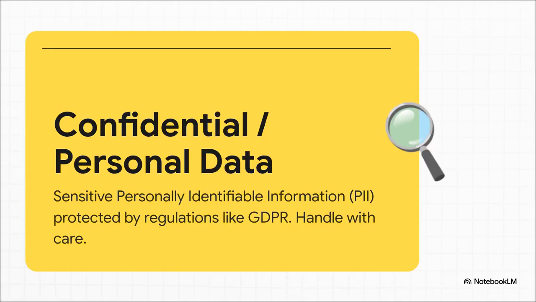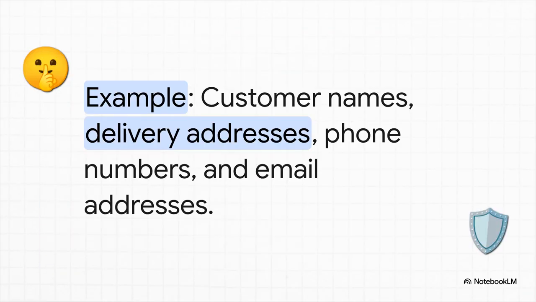Okay, now we're cranking up the heat. With confidential or personal data, the stakes get way, way higher. This is where big-time regulations like GDPR come into play. We're talking about PII, personally identifiable information. Basically, any piece of data that can point a finger directly at one individual. Protecting this stuff isn't just a good idea, it's the law. At our app, this is all the obvious stuff, right? Customer names, their exact home addresses, their phone numbers, their emails. If this data gets breached, it's a huge violation of privacy.